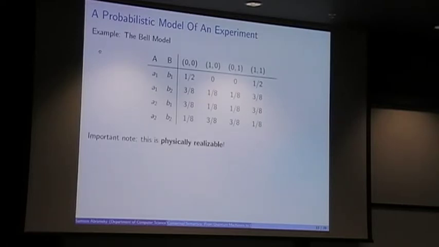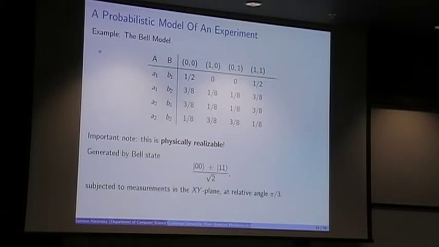back to our table. The point we can now make is that this is not just a table we dreamed up. This is a table which is predicted by quantum mechanics, and in the light of the many experiments done by Aspect and his colleagues and many others, we can say that what it's showing is something that's physically real. So in particular, this specific table can be generated by taking as our shared resource this entangled Bell state and using measurements in the xy plane on the Bloch sphere at a relative angle π/3 to each other.